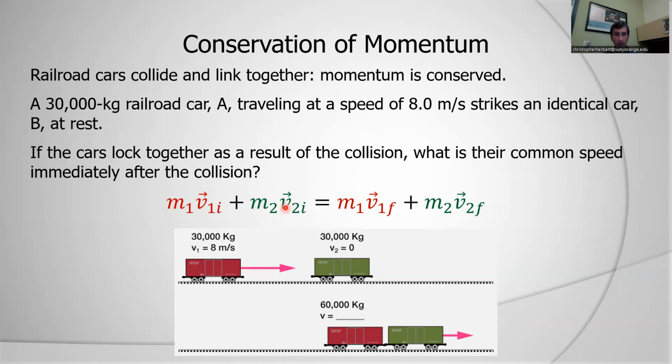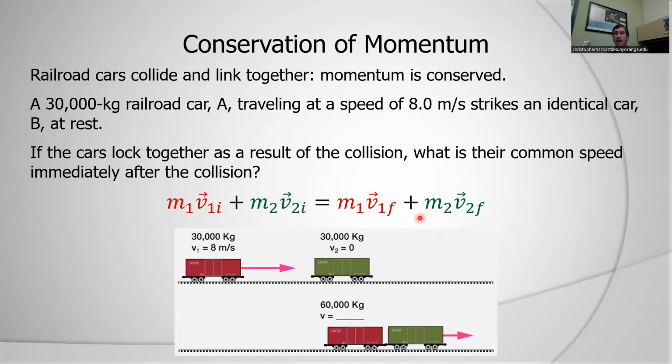The second car is not moving. It's stationary before it's coupled with the first. So here, even though the mass is the same, the velocity is zero, so its momentum is zero. So the momentum before the interaction, before they collide, is going to be equal to the momentum after the collision. So now I can find out an unknown. How fast are they going to be traveling afterward?